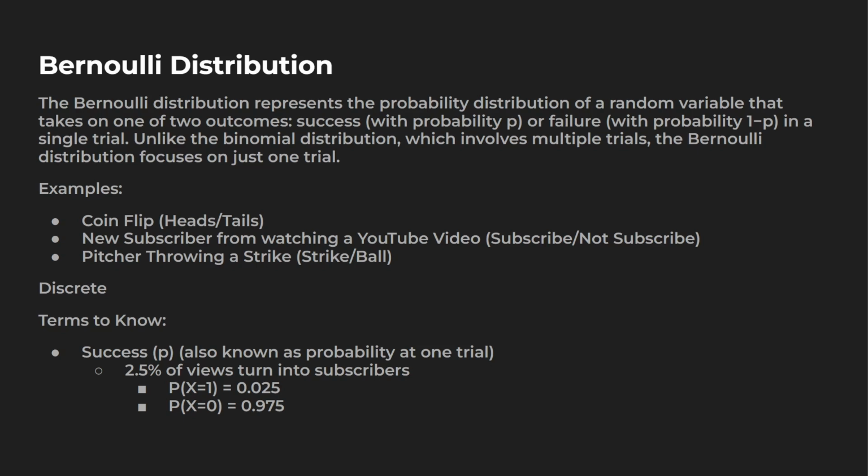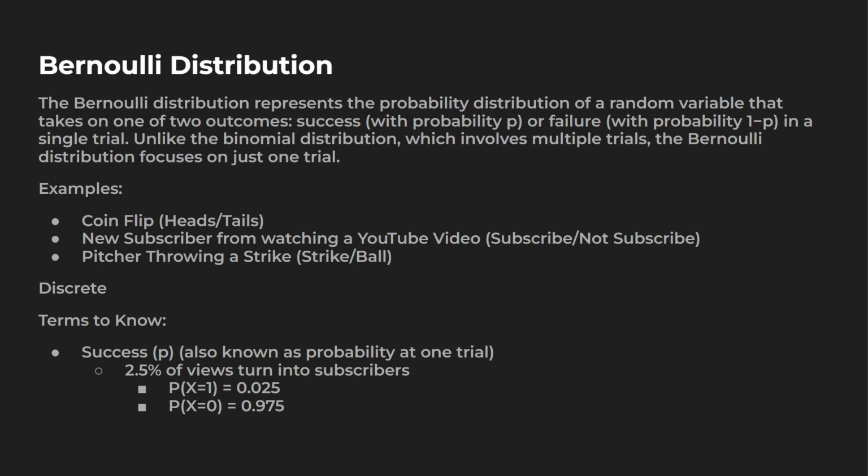A pitcher throwing a strike. So in baseball, a pitcher throws a ball towards a batter and catcher. The pitch is either classified as a strike or ball, right? You have two options: strike or ball, subscribe or not subscribe, heads or tails. So in terms of success, it is P, right? Probability of one trial. So let's take a look at our new subscriber, right?